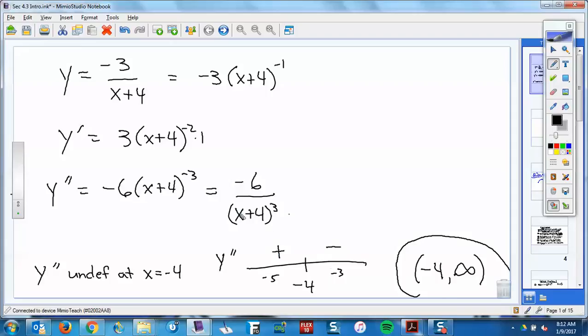Put in a -3 here. I get a plus 4 is a positive. 1 cubed is positive. Divided into a negative would be negative. So where is this concave down? When the second derivative is negative, -4 to infinity.